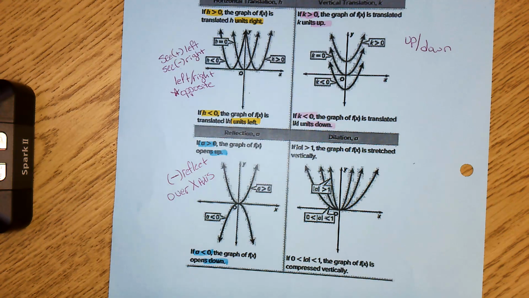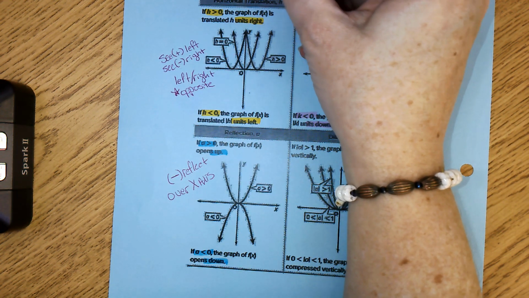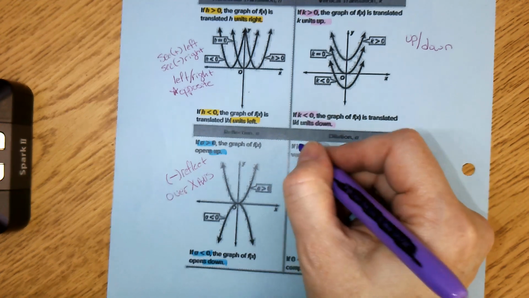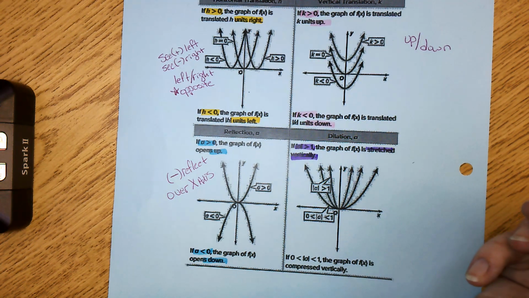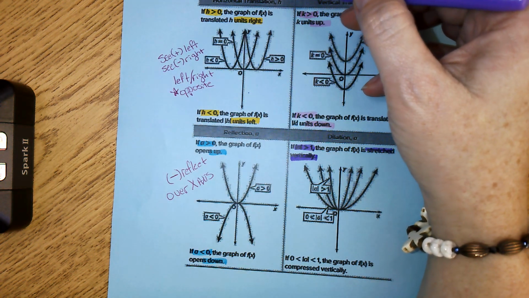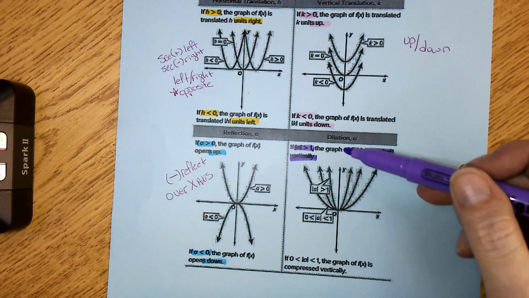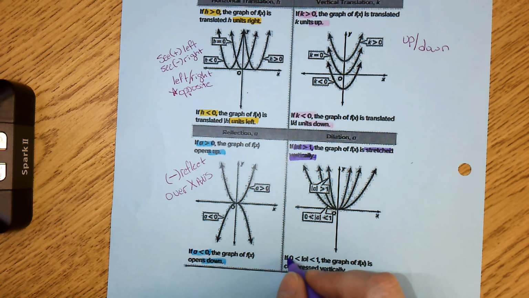But what you'll see more often is for dilation, okay? Dilation. Now, if the absolute value of A is greater than 1, this is a stretch vertically, okay? A is outside of my parentheses, so it affects the y, so we are vertical, okay? Now, if the absolute value of A is a fraction less than 1, okay, then it's a compress vertically.